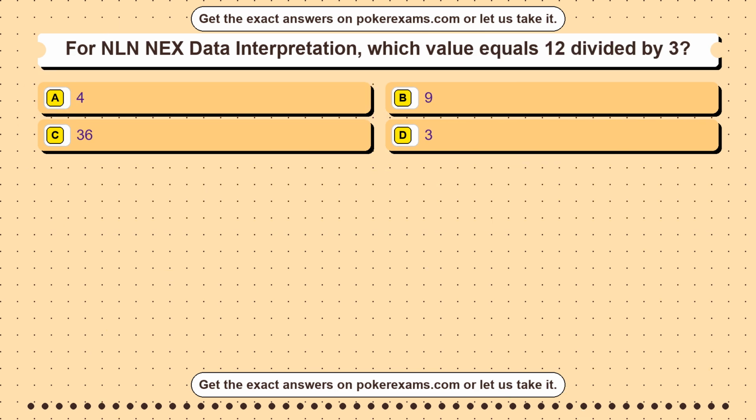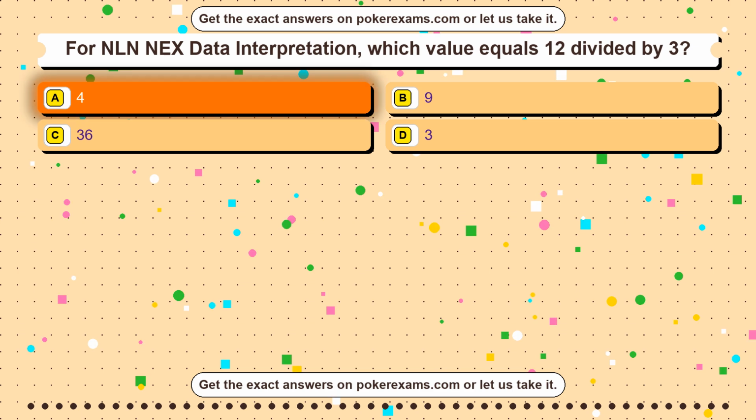Question 42. For NLN NEX Data Interpretation, which value equals 12 divided by 3? Option A, 4. Option B, 9. Option C, 36. Option D, 3. The correct answer is option A.